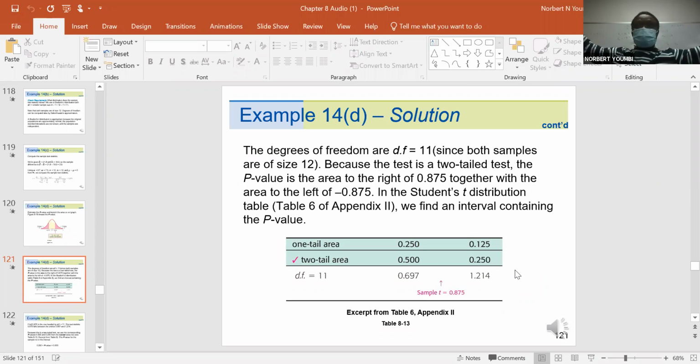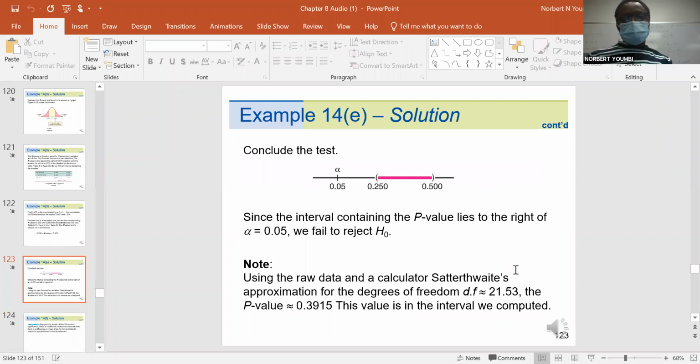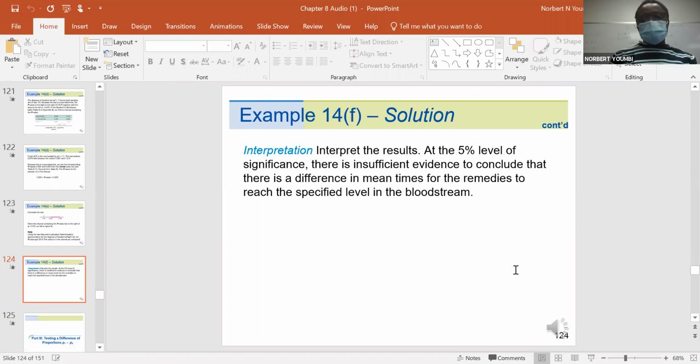But now we have the actual value, and what should be our decision? P is greater than or less than alpha? Greater than alpha. So do not reject it. Our conclusion will be there is not enough evidence to reject the claim, or we will say that at the 5% level of significance, there is insufficient evidence to conclude that there is a difference in mean time between the two drugs.